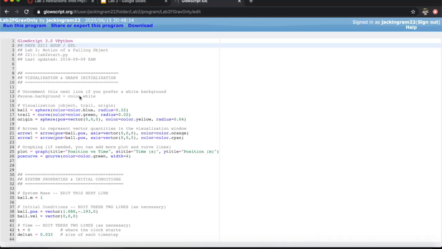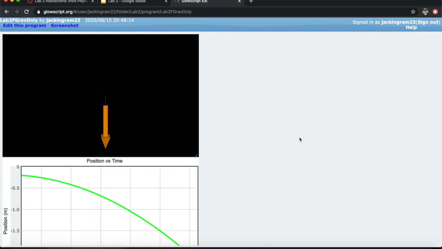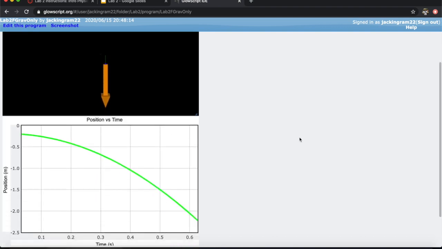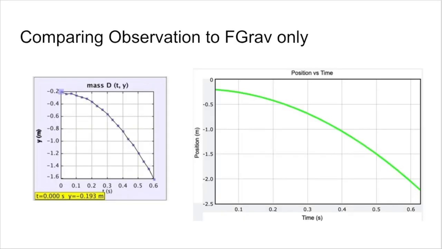Here's what happens when we run this model. Here we are comparing the observation and the chart produced from Tracker with the graph produced by the force of gravity model. You can see that there are similar curves on both charts, but the model predicted that the pillow would drop further than it did in the time allotted. This is because the only force this model took into account was the force of gravity.